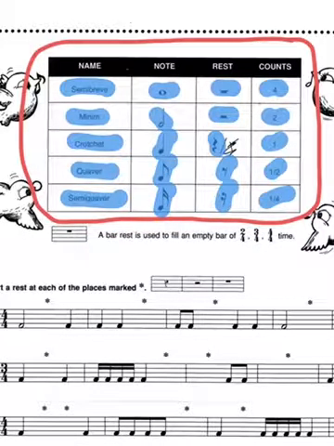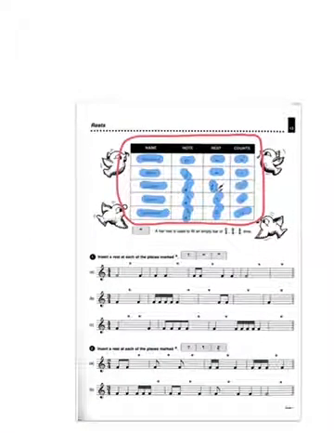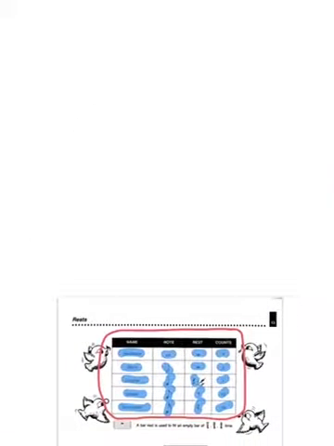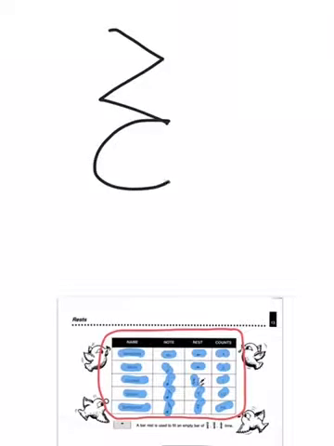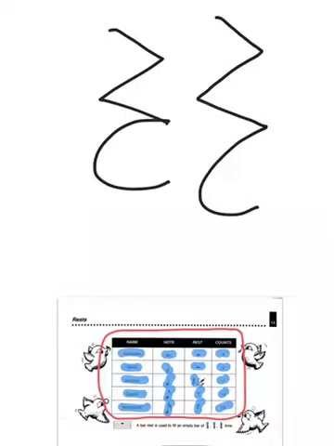Now these are obviously drawn by a computer, so let's have a look at how we would draw it. The first one that we'll have a look at is the crotchet rest. We draw it kind of like a Z and a C. So we'll do that again. Z, C.